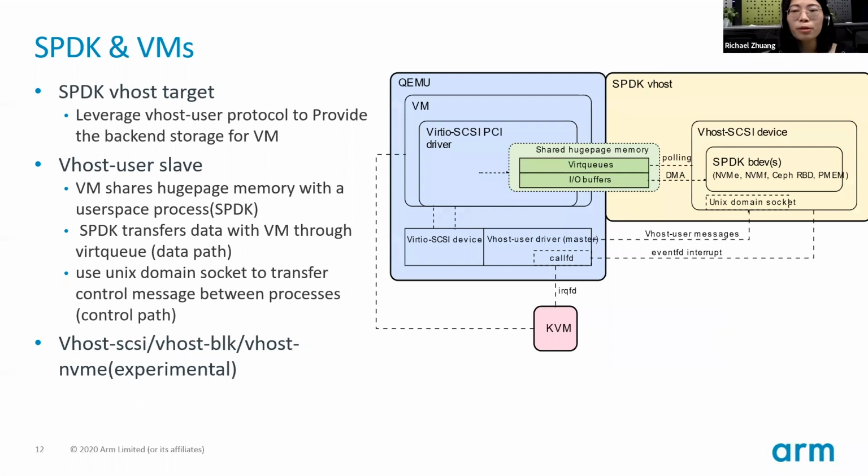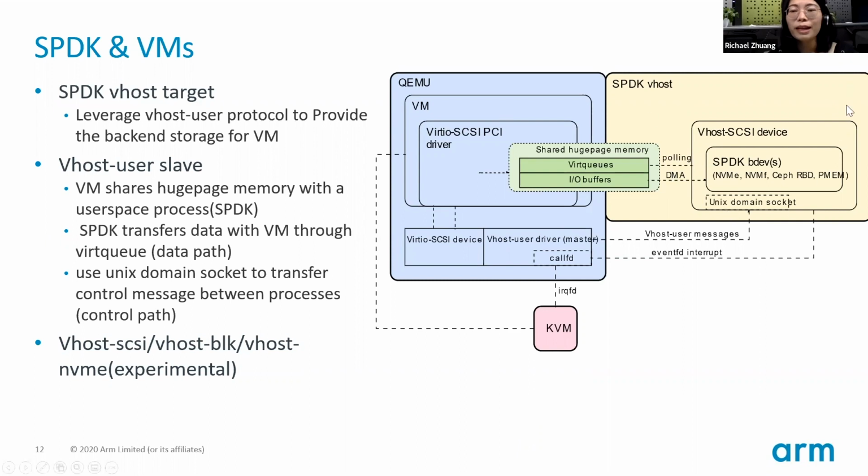The vhost-user protocol defines two sides of the communication: master and slave. The master is the application that shares its vring queue, in our case, QEMU. The slave is the consumer of the vring queue, in our case, the SPDK vhost target.